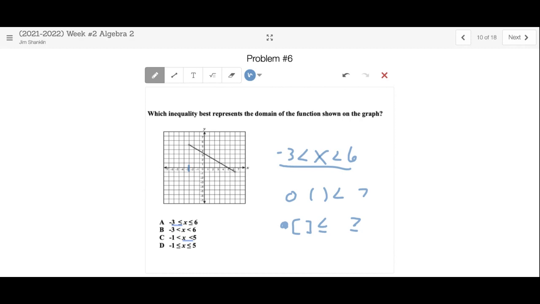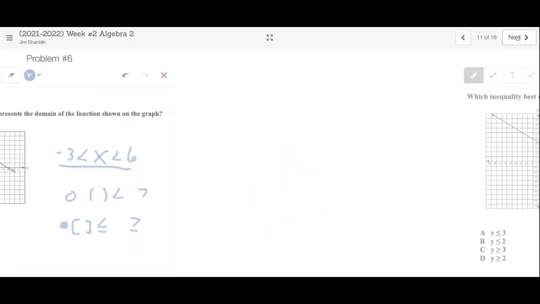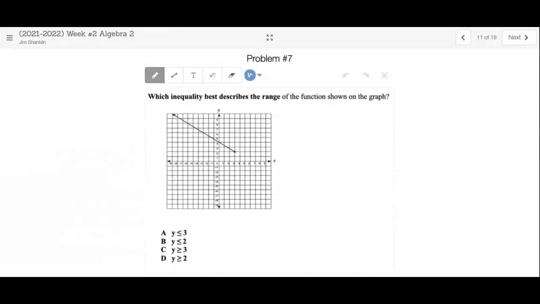All right, so let's go to the next multiple choice question. Let's go to number 7. Now there's an arrow at the end. It says, which inequality best describes the range of the function? Now we have to be very careful. There's a closed dot and there's an arrow. Which answer should be correct? Why is y?